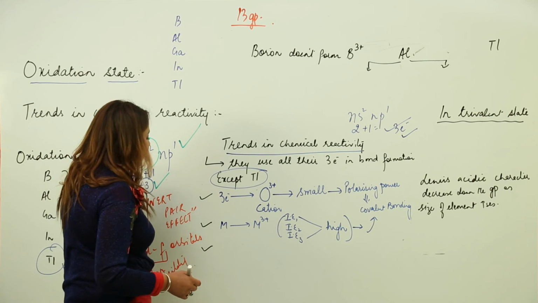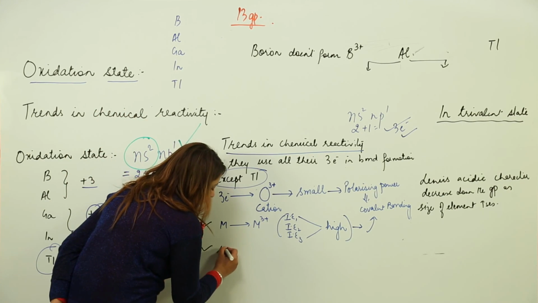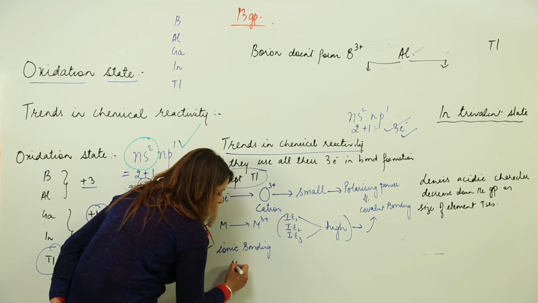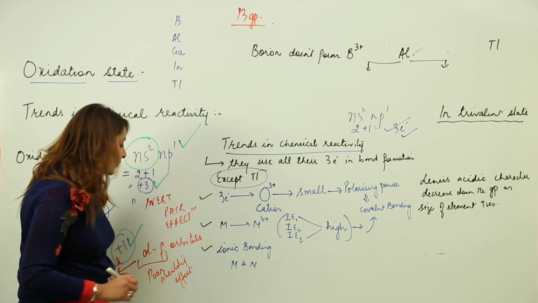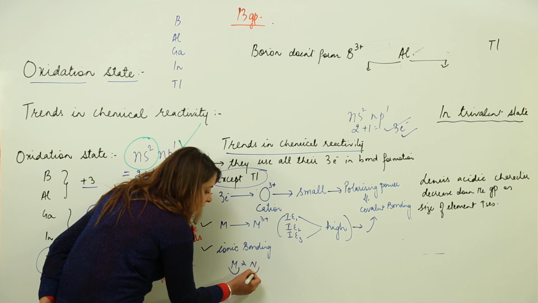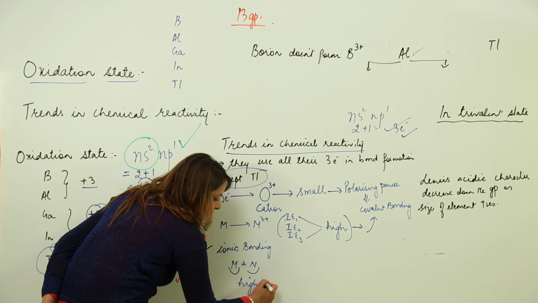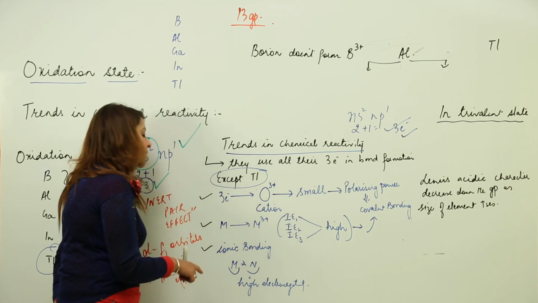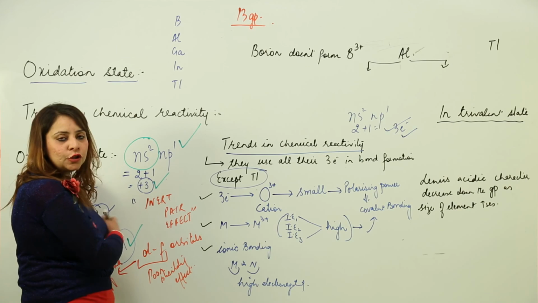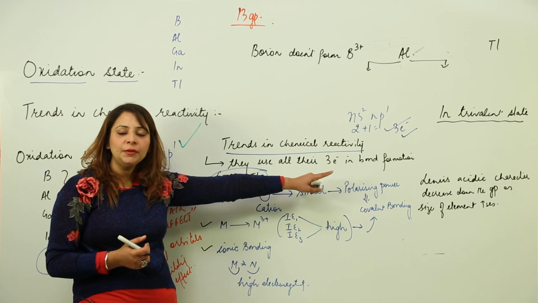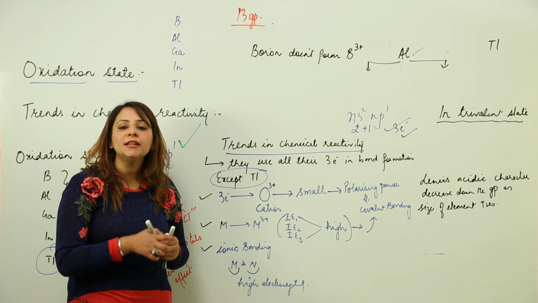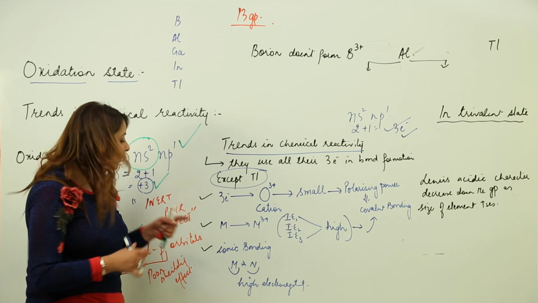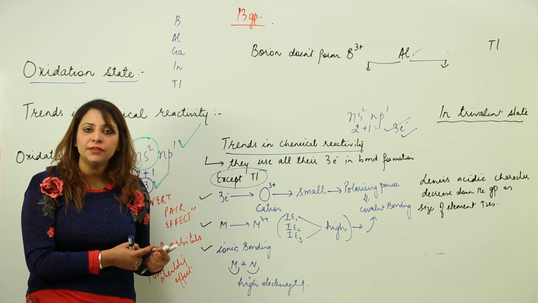The third reason is that the ones which show ionic bonding, like metals and non-metals, do so because they have a high electronegativity difference. Metals are present on the extreme left, so they are bigger. Non-metals are present on the extreme right, so they are smaller. We know that the smaller the size, the more the electronegativity, and the bigger the size, the less the electronegativity. So we can say there is a huge difference of electronegativity between them.